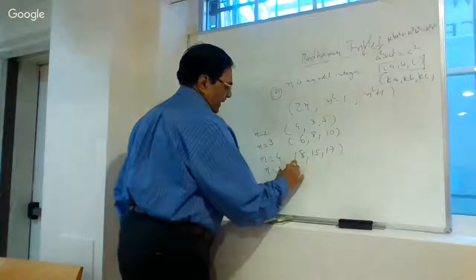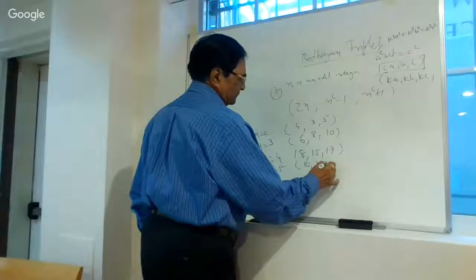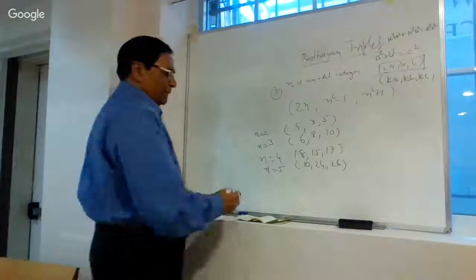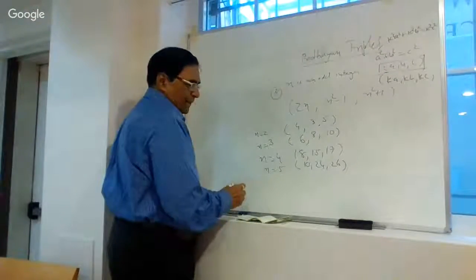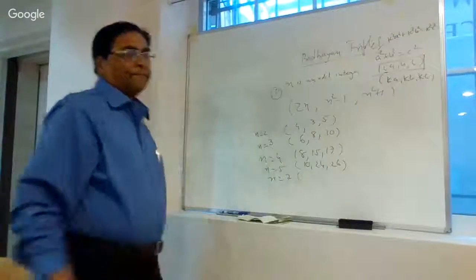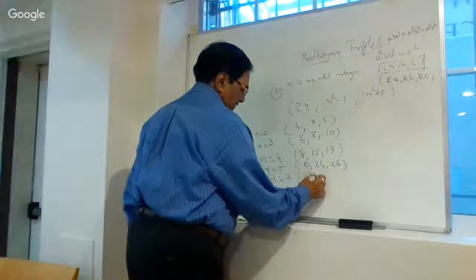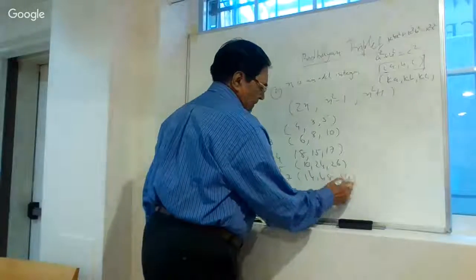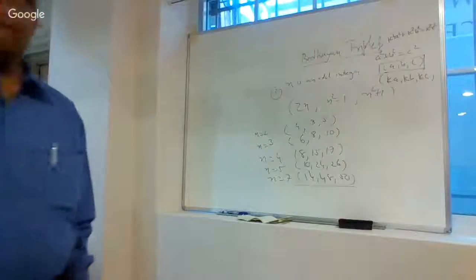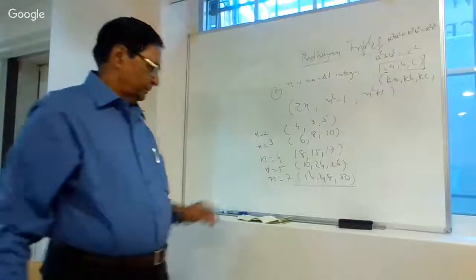Can you find out for n equal to 5? Can you take n equal to 7 and work it out? 14, 48, 50. These are another form of 7, 24, 25. So I think you can find out many more.